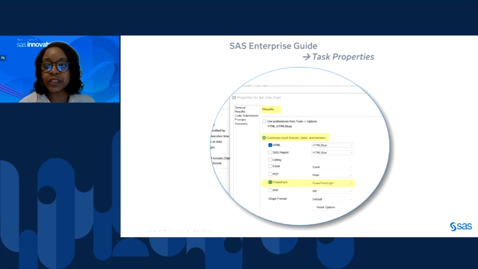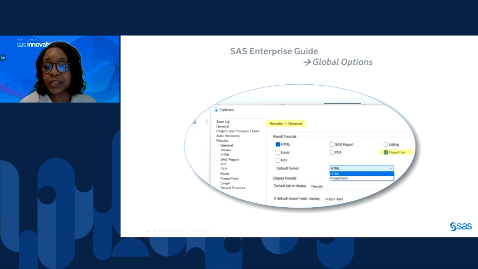You can do this for a specific task in Enterprise Guide, or at a global level, if you go into Tools, Options in Enterprise Guide, and go to Results, General. There you will see the global setting for your default output. There is a PowerPoint selection available, so you can choose PowerPoint from there, and you can even set it as a default if you need to. That's if you want all your output going forward, any task, any program you run, to go to PowerPoint, you can do it through the global settings in Enterprise Guide.